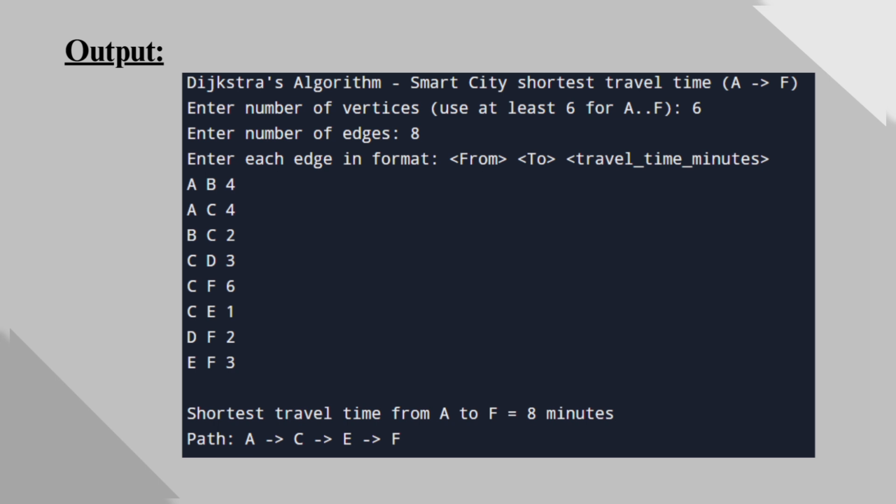Now let us observe the output of the program. First, the title of the program is printed, and then the user enters the number of vertices and edges, and then the user also enters the travel time between locations. The program processes this input and applies the Dijkstra algorithm to find the shortest path from the source node. Then the output: the shortest travel time from A to F is printed as 8 minutes, and the shortest path is A to C, C to E, and E to F.